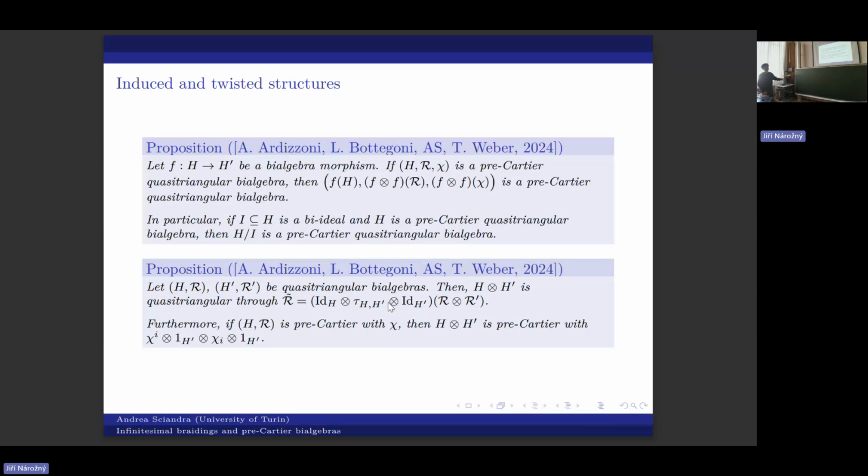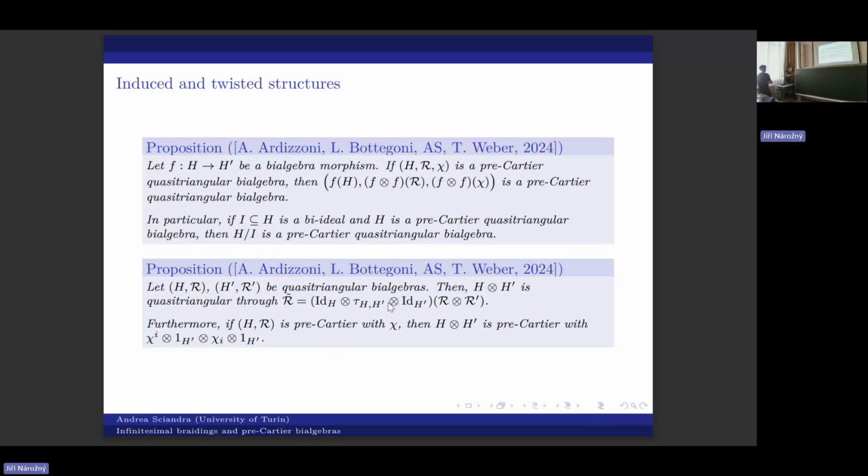And so if you consider a bi-ideal, which is just so that the quotient is a bialgebra, it's just a two-sided ideal and also a two-sided coideal. So this means that the quotient is an algebra and a coalgebra, and it is a bialgebra. If H is pre-Cartier, also the quotient is pre-Cartier.